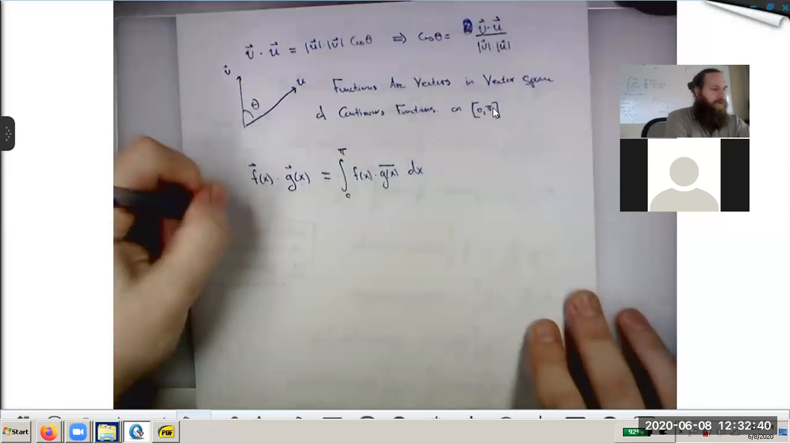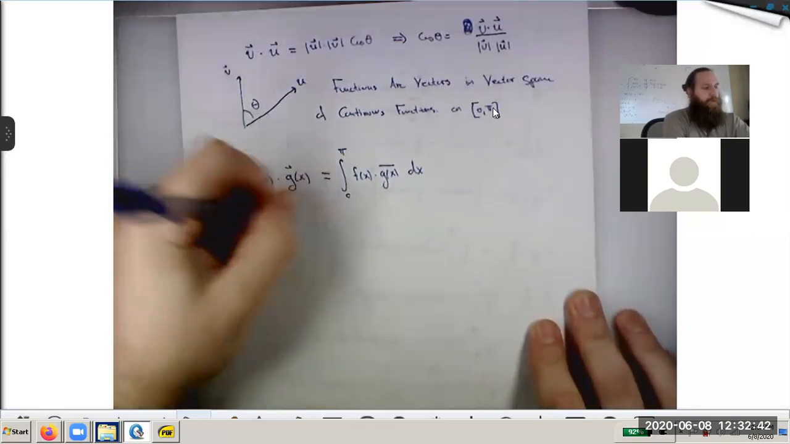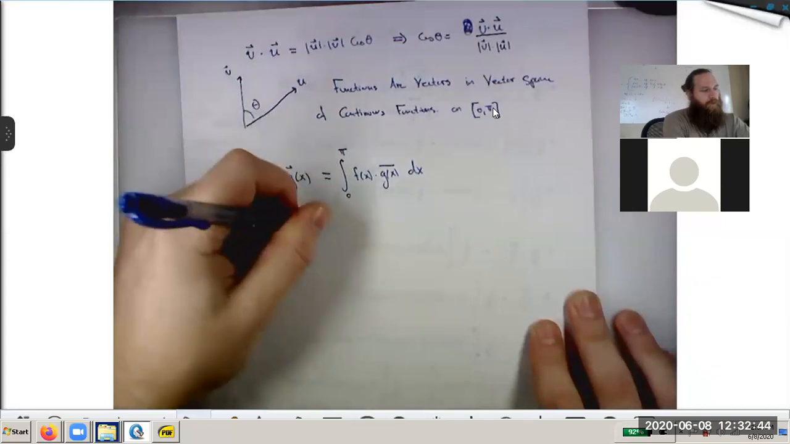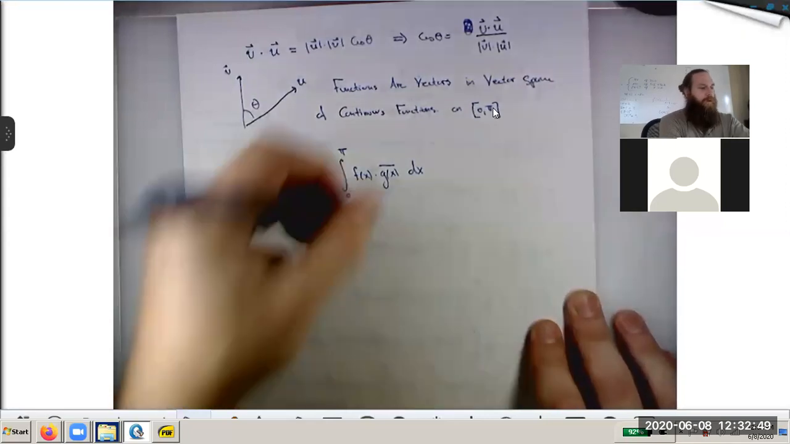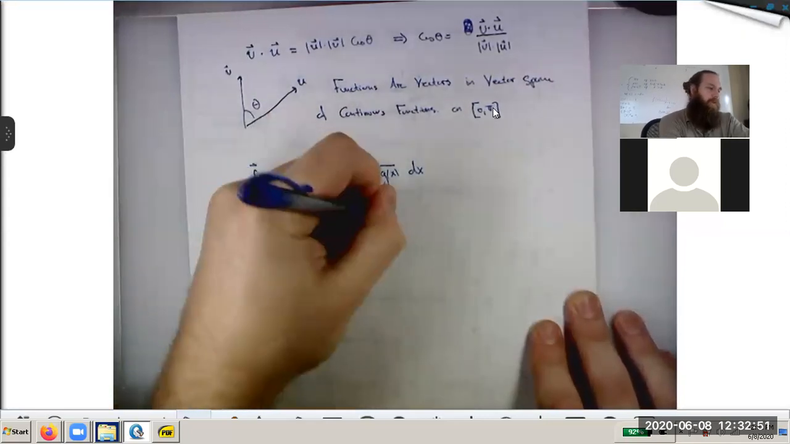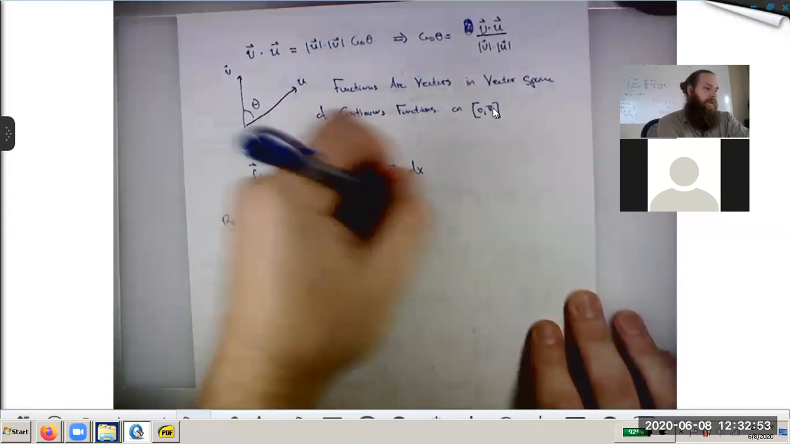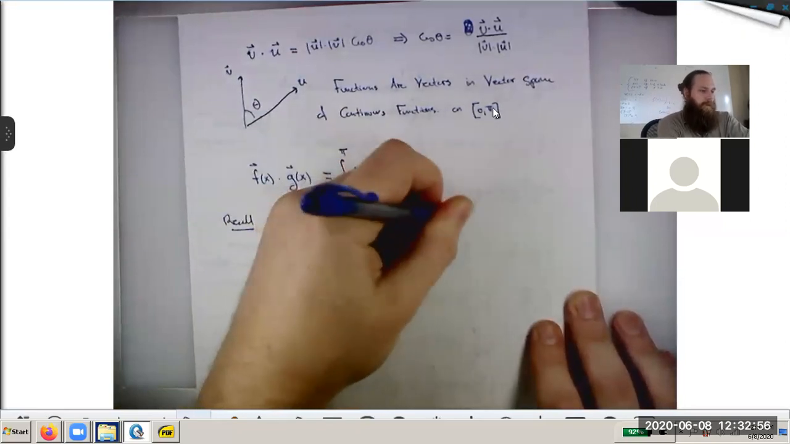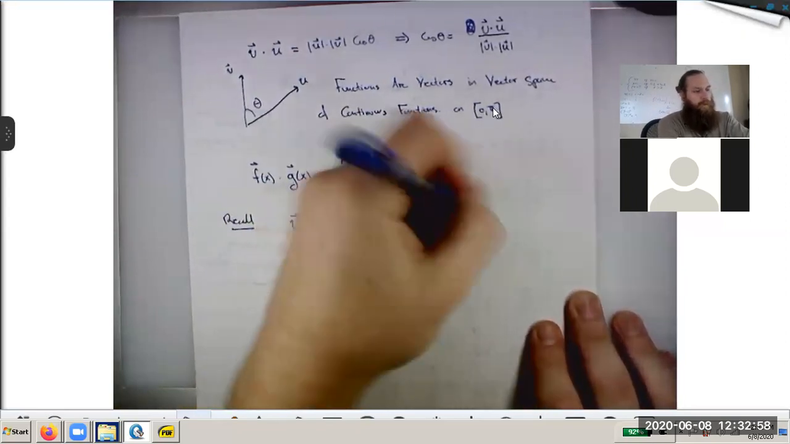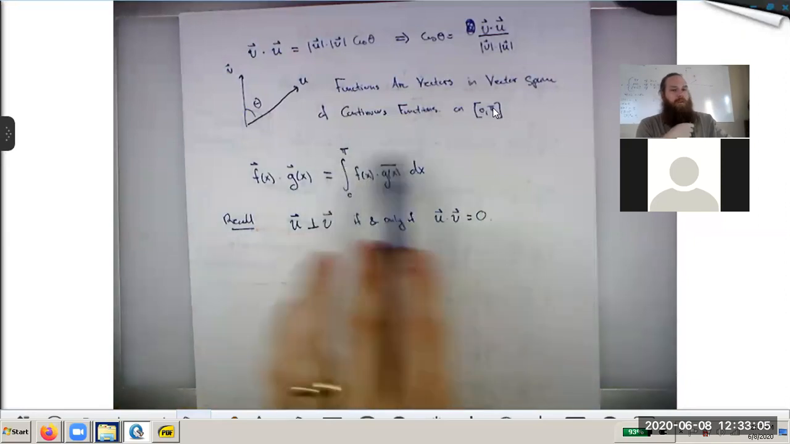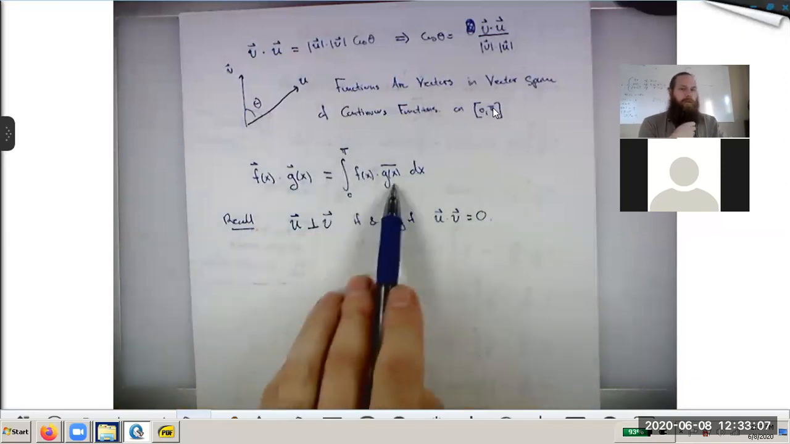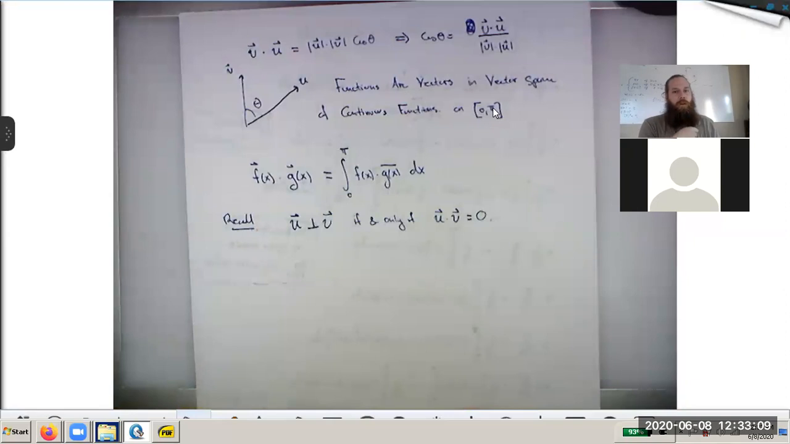Recall, two vectors u and v are said to be perpendicular. That's what this upside down capital T means, if and only if their dot product is equal to 0. The dot product in the land of continuous functions is the integral. And if g of x is a real valued function, then its complex conjugate is the same as g of x itself.